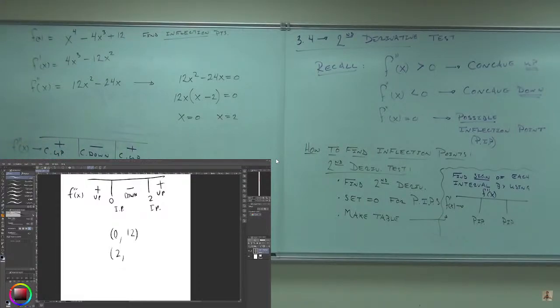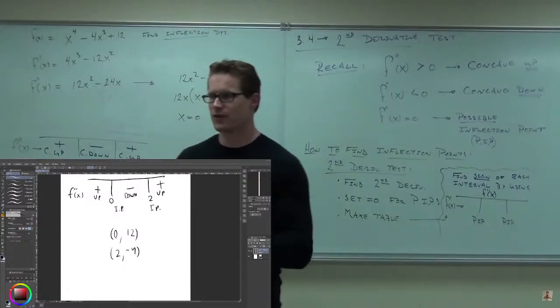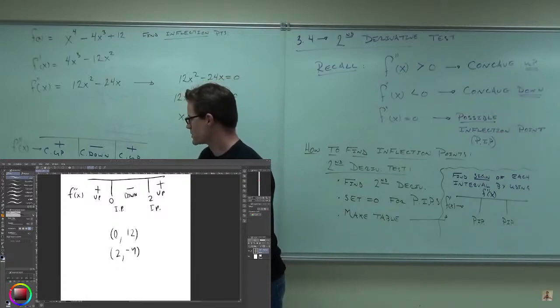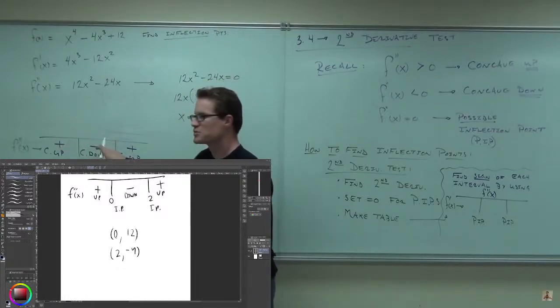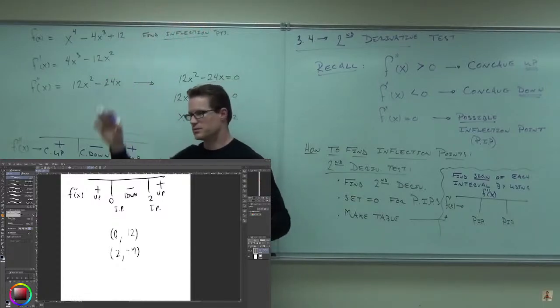Did you get 0, 12? And 2, -4? Cool. Those are my 2 inflection points. They came from 0 and 2. Those are the points. We knew they were inflection points because the concavity changes there. Raise your hand if you feel okay with this so far. Good deal.